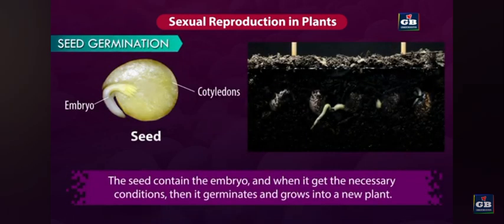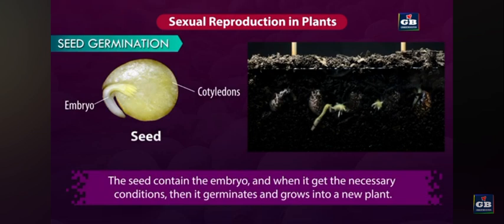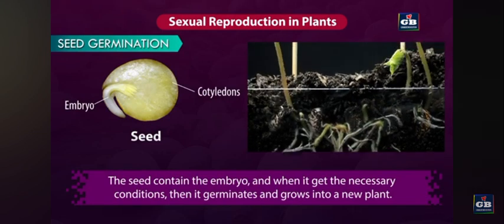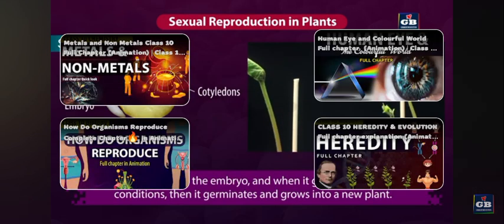The seed contains the embryo, and when it gets the necessary conditions, then it germinates and grows into a new plant. This is about the sexual reproduction in plants.